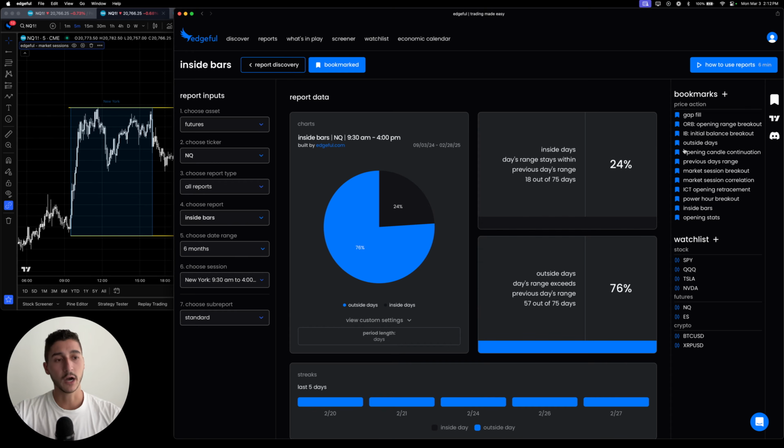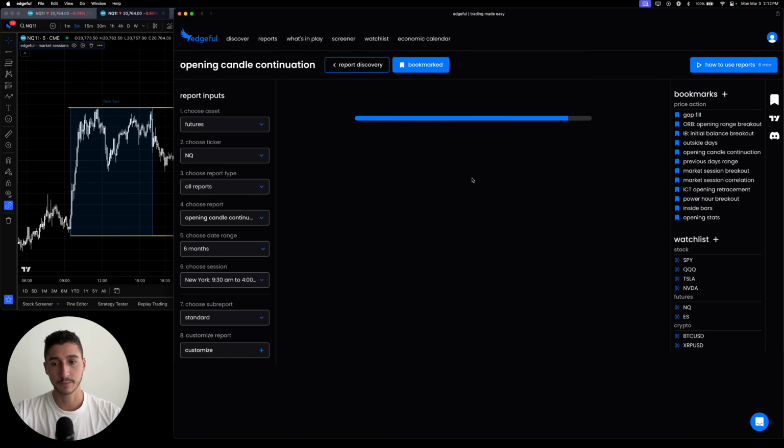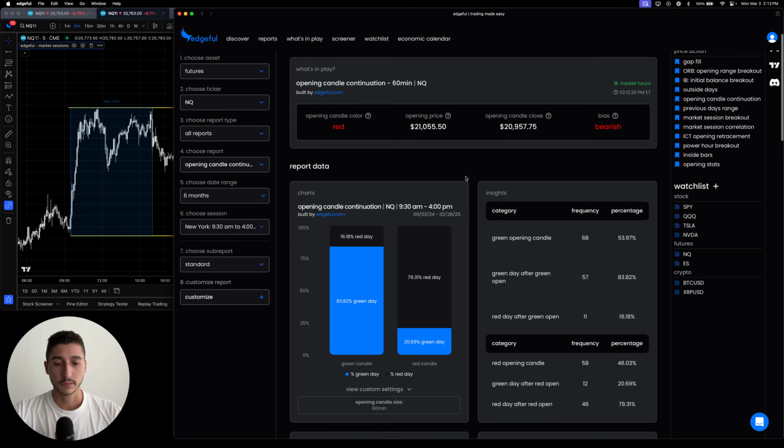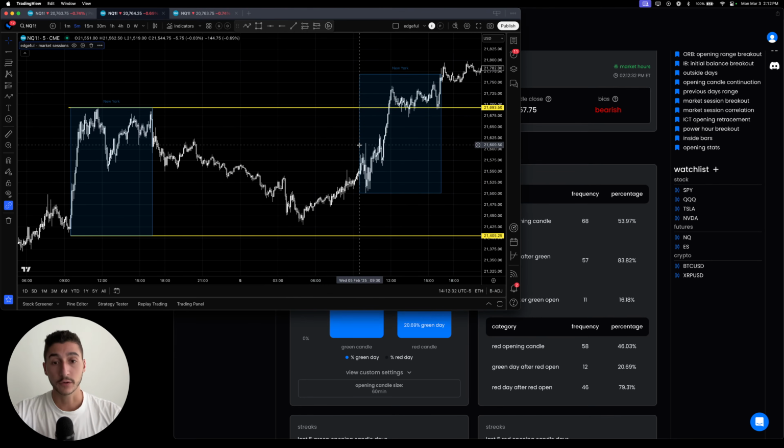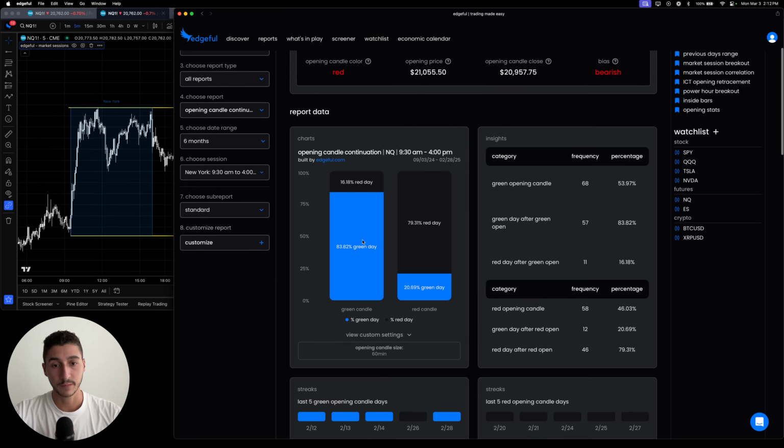Now let's go to the opening candle continuation report. This is the next report that we're going to look at. This report looks at the first hour of the session. And if that first hour is green, how often does the day close green? And you can see in the last 6 months, if that first hour is green, almost 84% of the time, the day has closed green. So that is very bullish, obviously. And then if the first hour is red, almost 80% of the time, the day will close red.